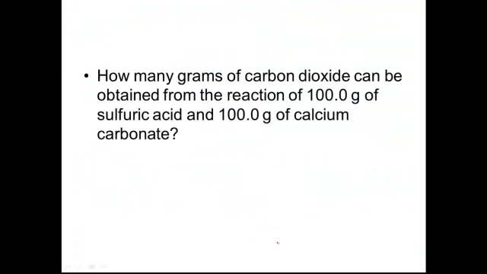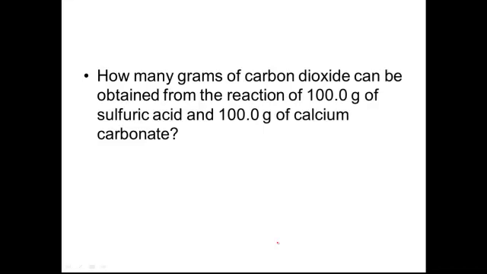All right, here's another one. This one is dealing with limiting reactants. So if you need help with limiting reactants, this is a good question for you. It says, how many grams of carbon dioxide can be obtained from the reaction of 100 grams of sulfuric acid and 100 grams of calcium carbonate? So they're giving us some information here. Let's see if we can write out that balanced equation.